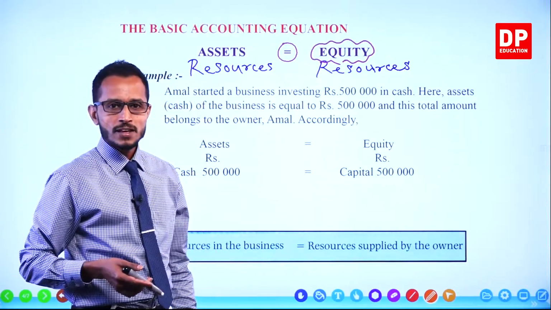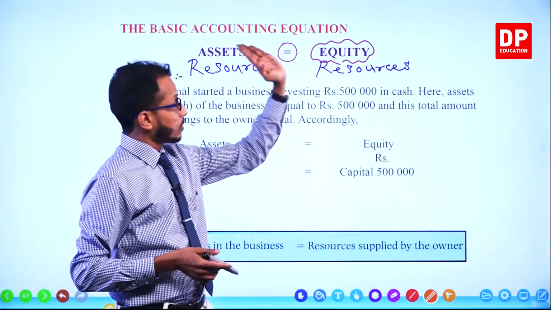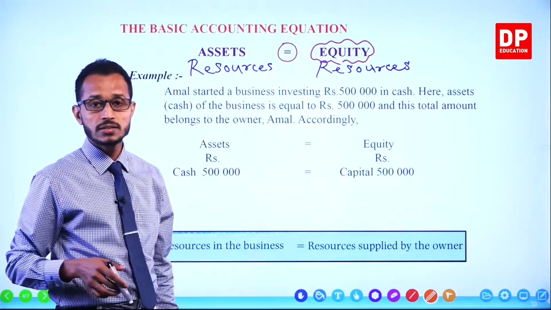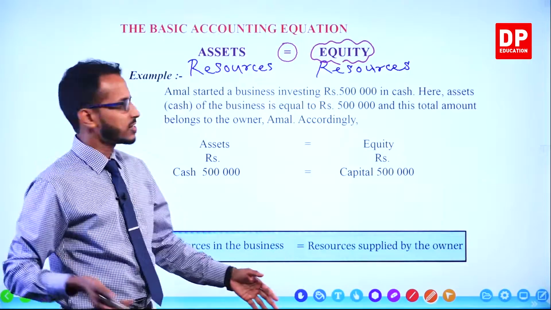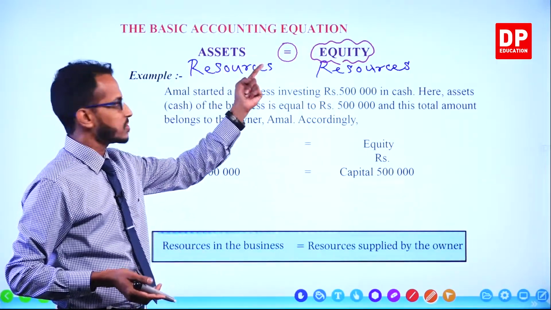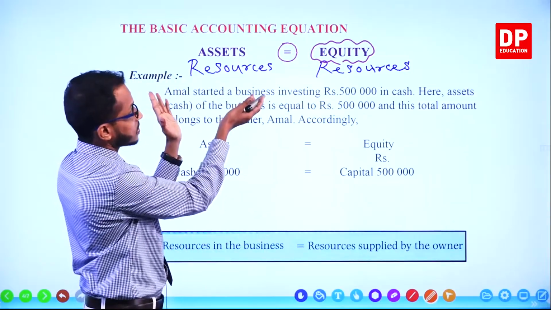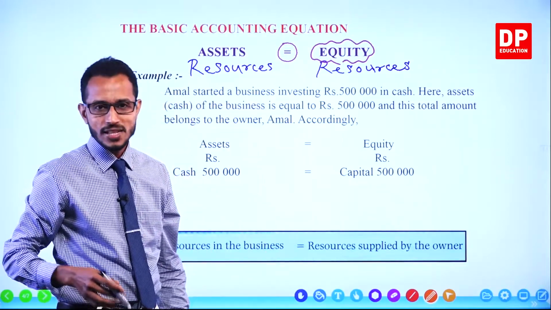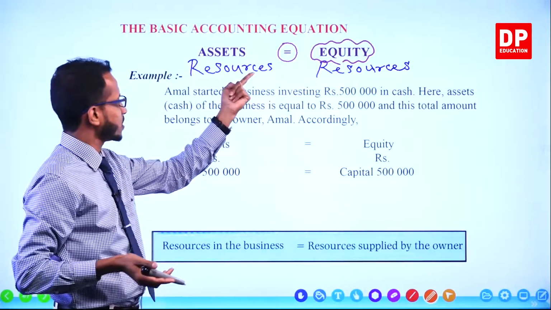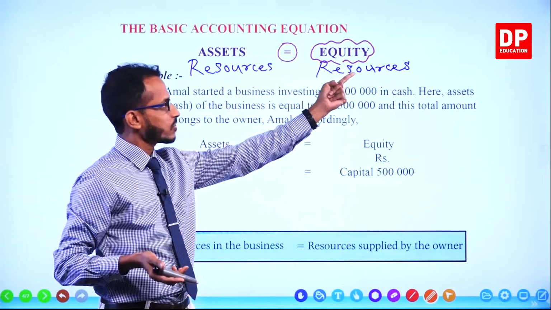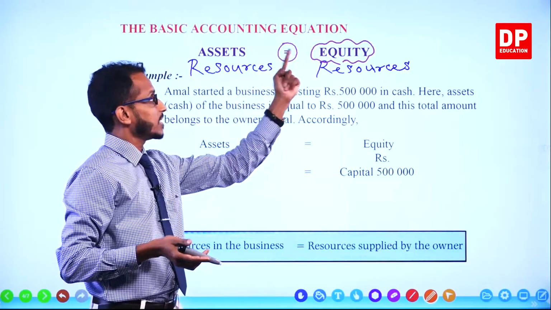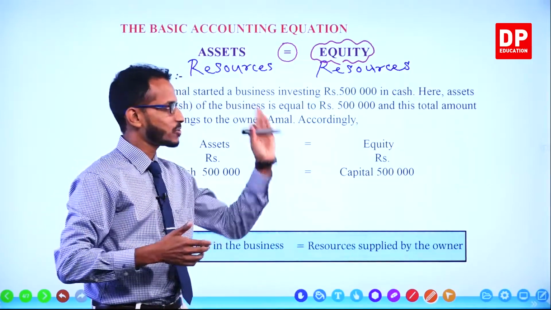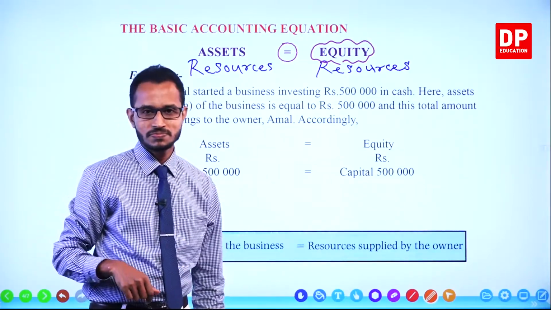Resources which belong to the owner. So on this side also we have resources, and on this side also we have resources. In the middle we have the equation, the equal mark. What is the point? Assets of the business are equal to equity, which means all the assets of the business have been invested by the owner. That is what this means, right? All the resources are equal to the resources of the owner. That means all the assets have been invested by the owner. That's right, that is what it shows. Very simple.